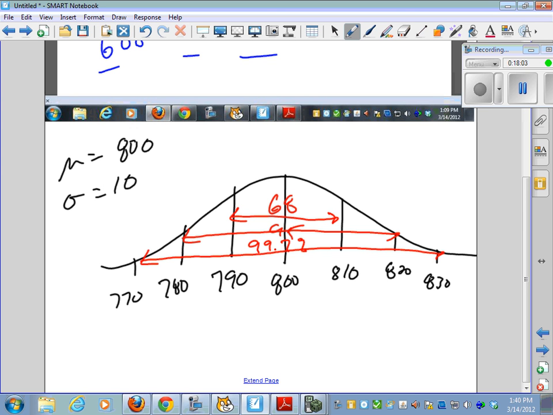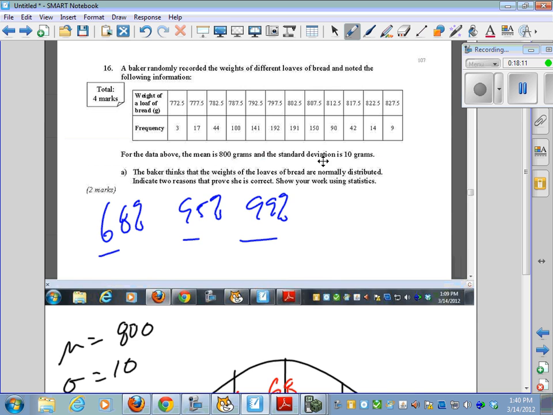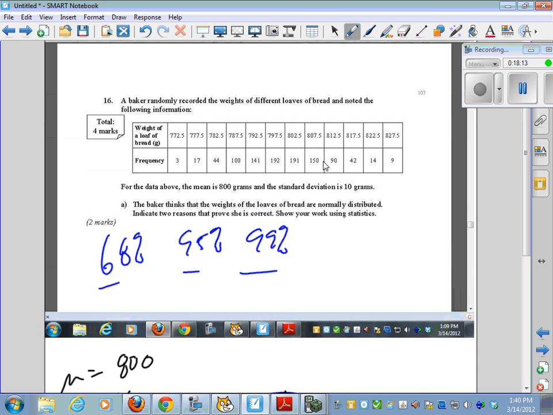So you have to check to see if it is true. How the heck do we know if 68% are between 790 and 810? Well, look at the numbers. So how many loaves of bread are there all together? Well, there was 3 at 772, and there was 17 at that, and 44 at that, and 100 at that, and 141. How many loaves of bread are there all together?